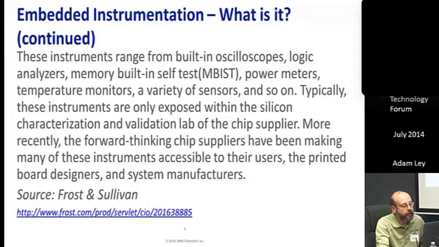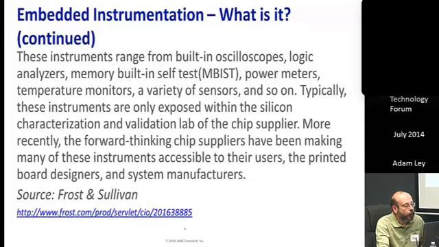Typically, as of the time of the writing of the Frost & Sullivan article, they found that most of the instruments had only been exposed for silicon use. But increasingly, the instruments are being made available for board level use. Not only boundary scan, but additional facilities such as pseudo-random bit streams and pattern checking for high-speed I/Os. Whereas those may have been predominantly made available for silicon validation, increasingly they're being made available for board users as well.